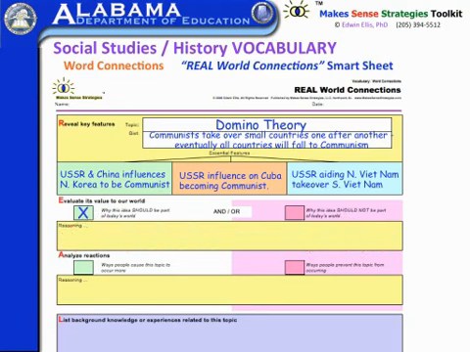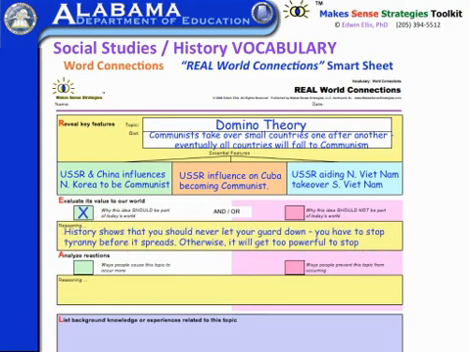For example, they may say, well, we don't think it should be part of today's world, because history shows that you should never let your guard down. You have to stop tyranny before it spreads. Otherwise, it'll get too powerful to stop. In other words, we have to pay attention to things like the domino theory, according to these kids, okay?